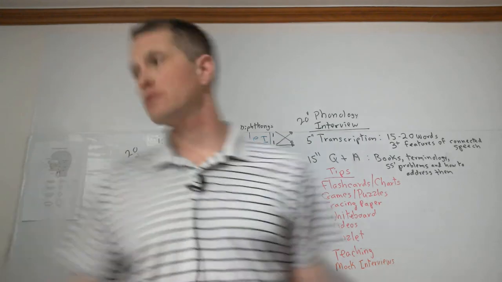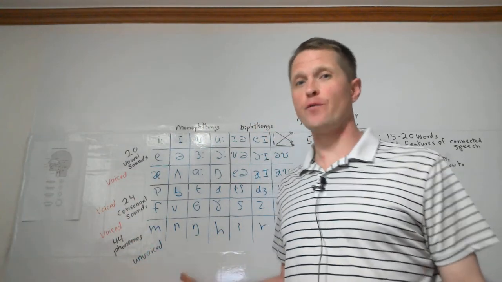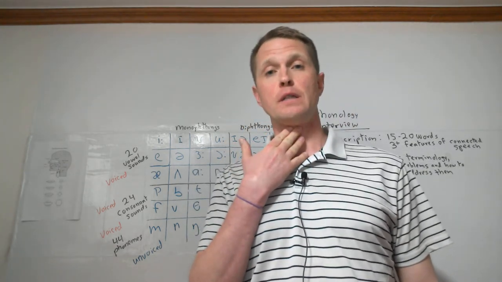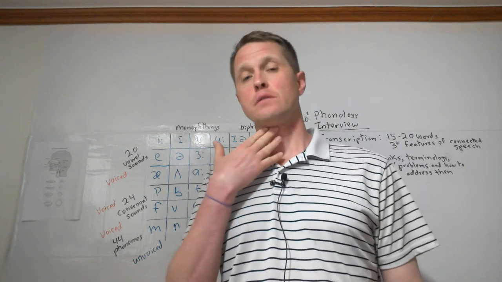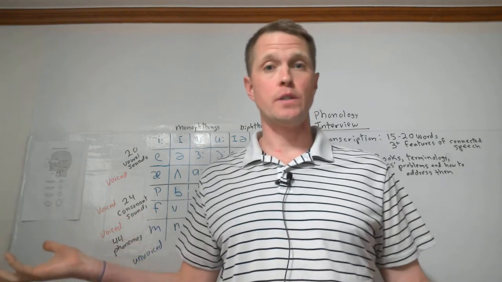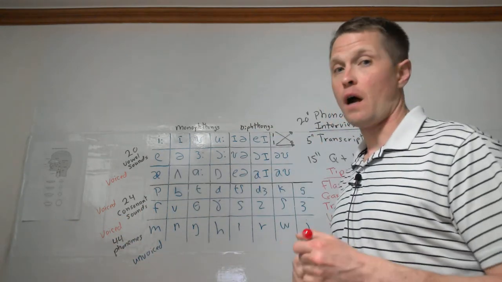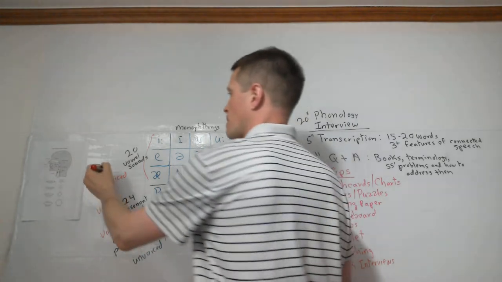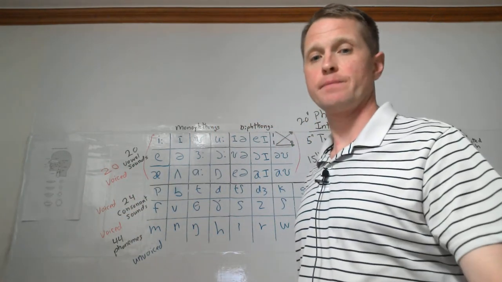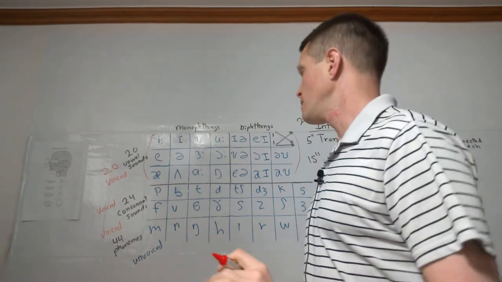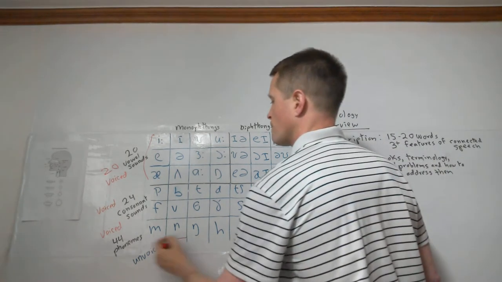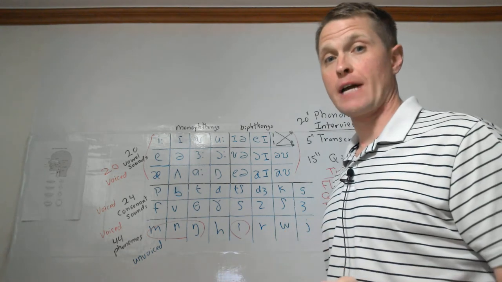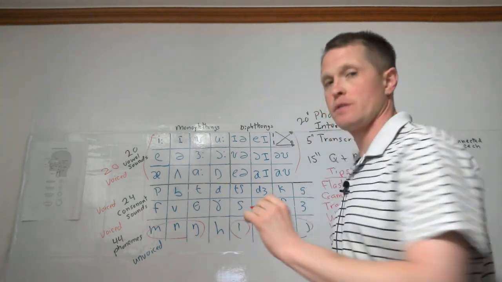Next, let's talk about voiced versus unvoiced sounds, all right? So if you use your voice box, your larynx, your vocal cords, to produce a sound, the sound is voiced. If you don't, it's unvoiced. So all vowel sounds are voiced. That gives us 20, okay? All of the nasals are voiced. The lateral L is voiced, and the approximants are all voiced.